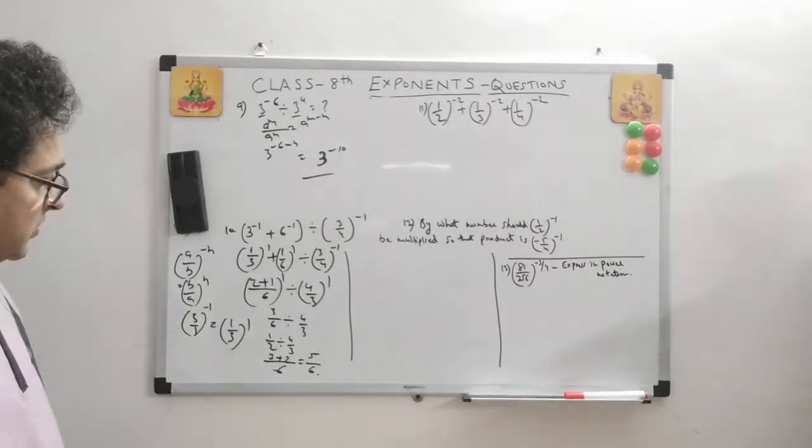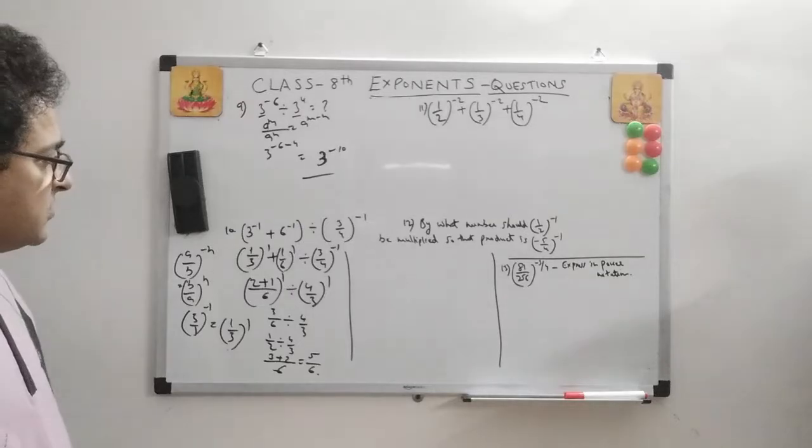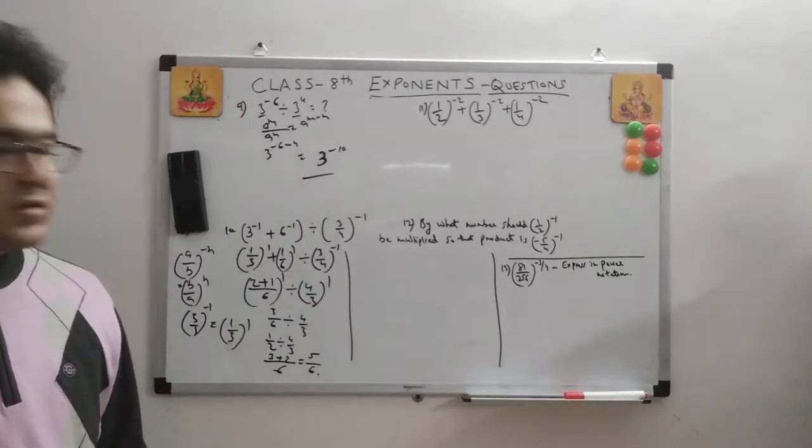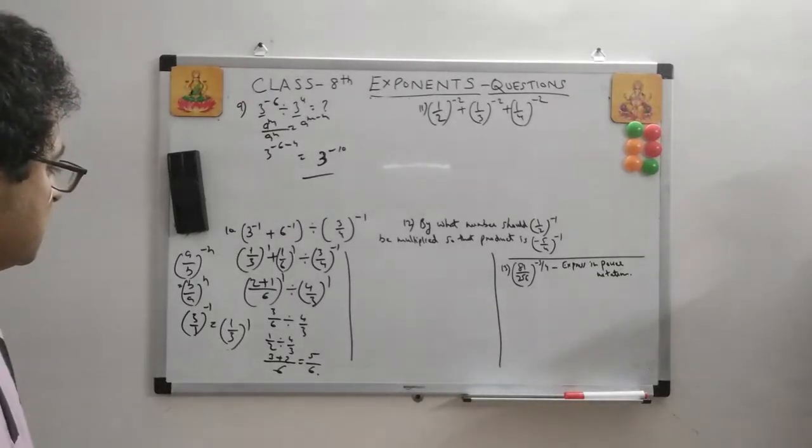Half divided by 4 by 3. 3 plus 2 by 6. 5 by 6. Fine? Okay. Now I move further.